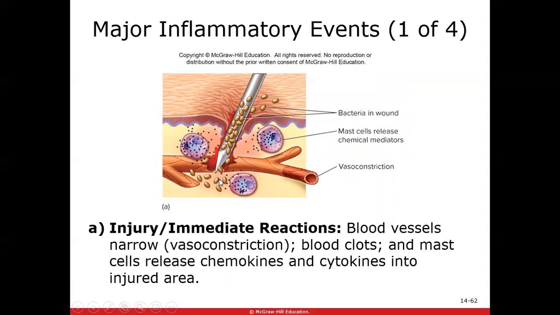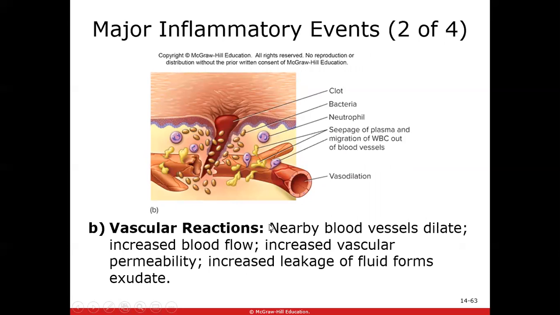So, injury and immediate reactions: blood vessels narrow, vasoconstriction, the blood clots, and mast cells release chemokines and cytokines into the injured area. Then nearby blood vessels dilate. So other blood vessels that are intact dilate to let a lot more things in. They let more fluid in, let more white blood cells in, increase vascular permeability, and increase leakage of fluid, which forms the exudate. They also get a lot more platelets and clotting, and they try to wall off this area that has invasion of bacteria.